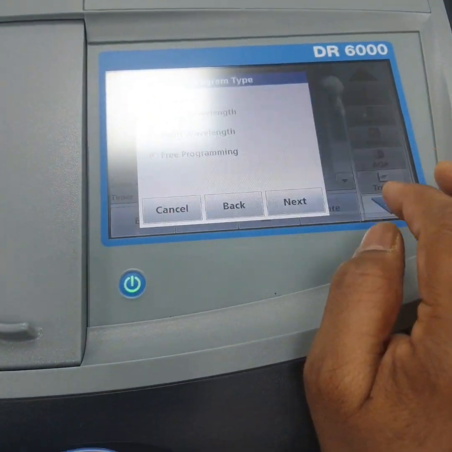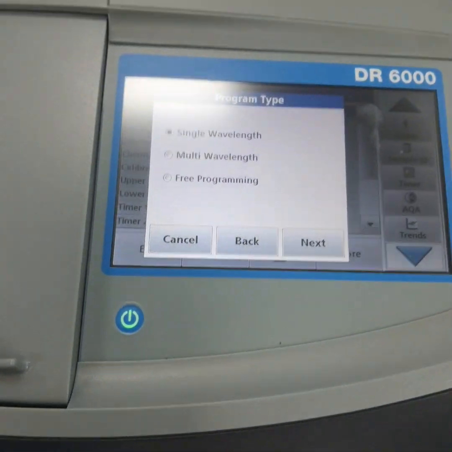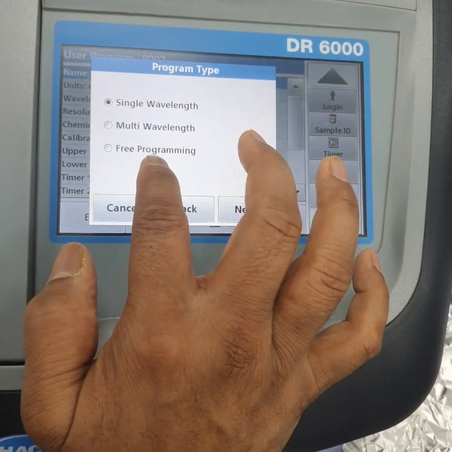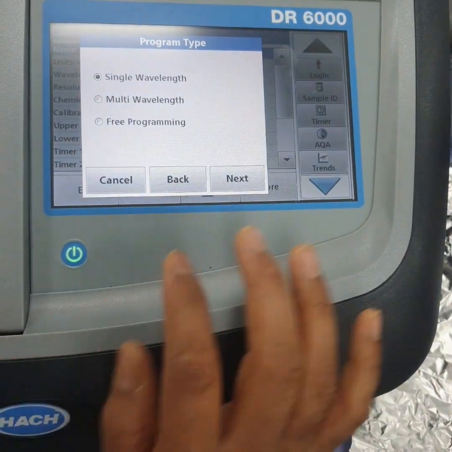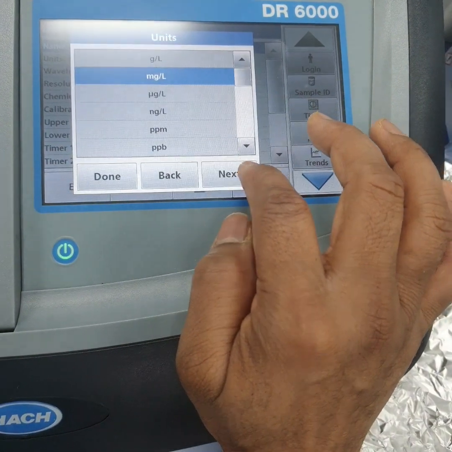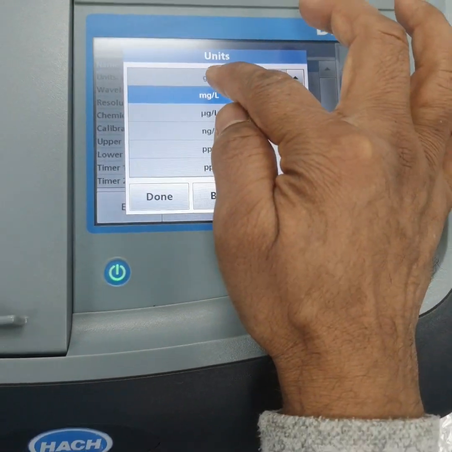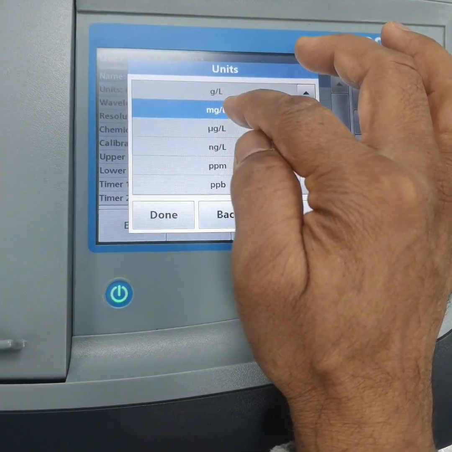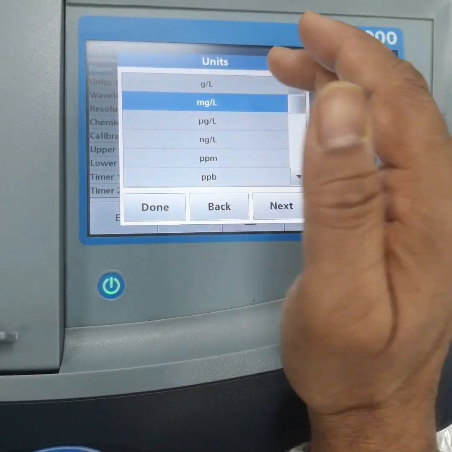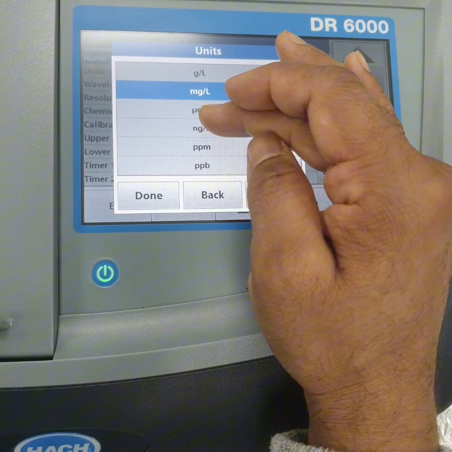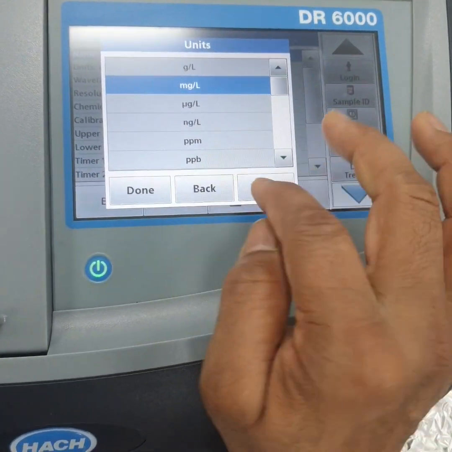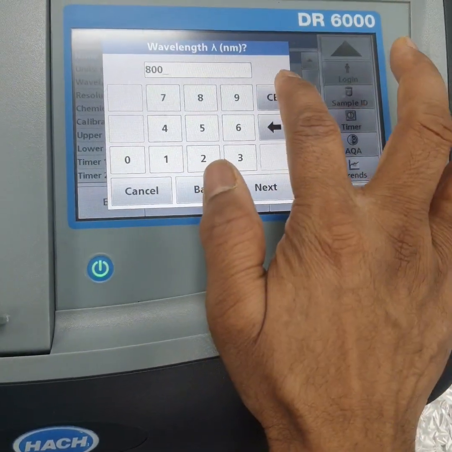Next, what do you want to do? This is single or multi, so usually we say single wavelength. Next, the units: this is gram per liter, this is milligram, so this is our milligrams per liter. You can also measure gram per liter, also micro, nano, ppm. Next, now what is the wavelength?